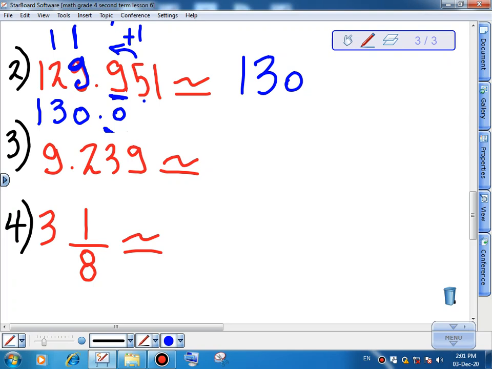Next one, 9.239. Approximate to the nearest tenth. Look at the tenth place, which is 2. The digit after 2 is 3, which is the hundredth place. 3 is the weak number, so it will do nothing. So 2 will stay 2, it will never change, because the digit after 2 is a weak number. The whole part will be the same, 9, and the decimal part will be the same. But if I look at the 9, this place is a strong number.